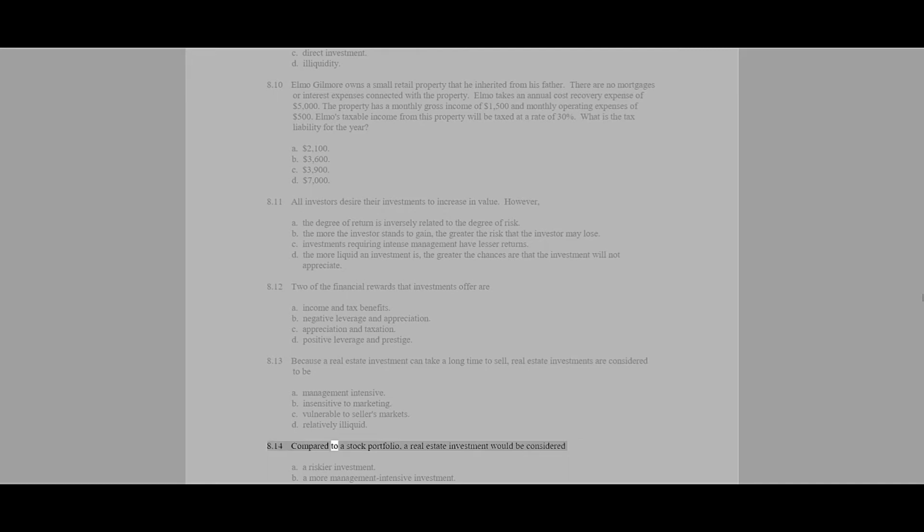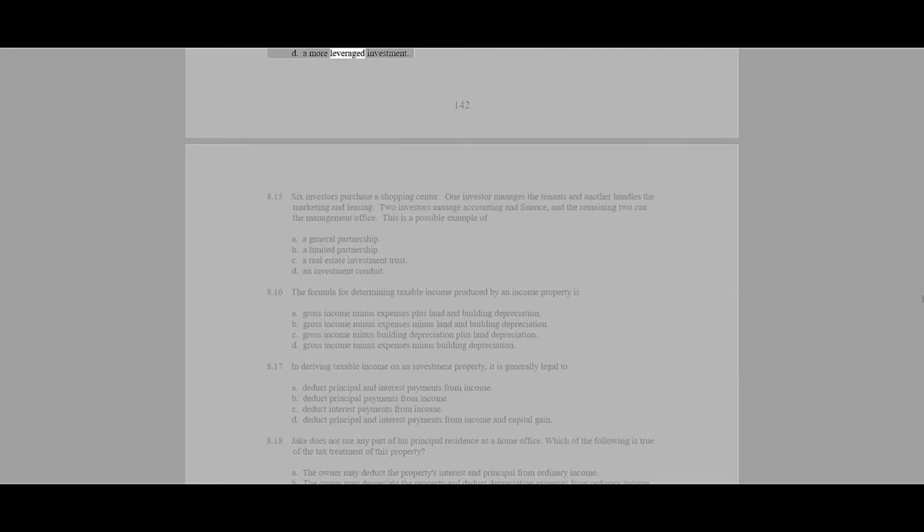8.14 Compared to a stock portfolio, a real estate investment would be considered: A. a riskier investment. B. a more management-intensive investment. C. a shorter-term investment. D. a more leveraged investment.